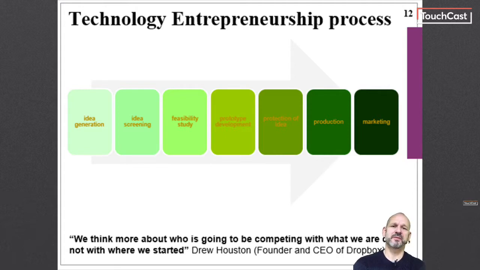Then we have prototype development, where the aesthetic and working prototypes are developed. Then we need to protect the idea, and patent protection is generally sought to achieve this. Then we have the production phase, and here the product enters production, leading to marketing, where the product is marketed and sold. Now, most small to medium enterprises seem to struggle to embrace the shift towards embracing technology, and this is often due to lack of financial and technical resources.